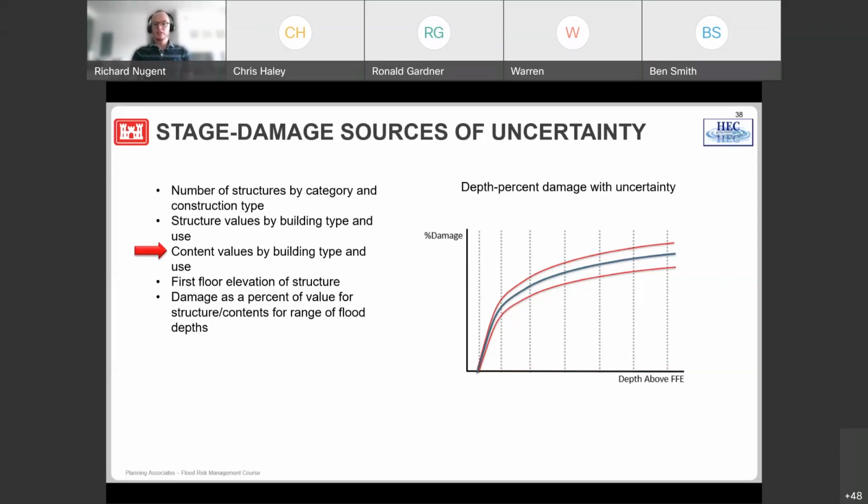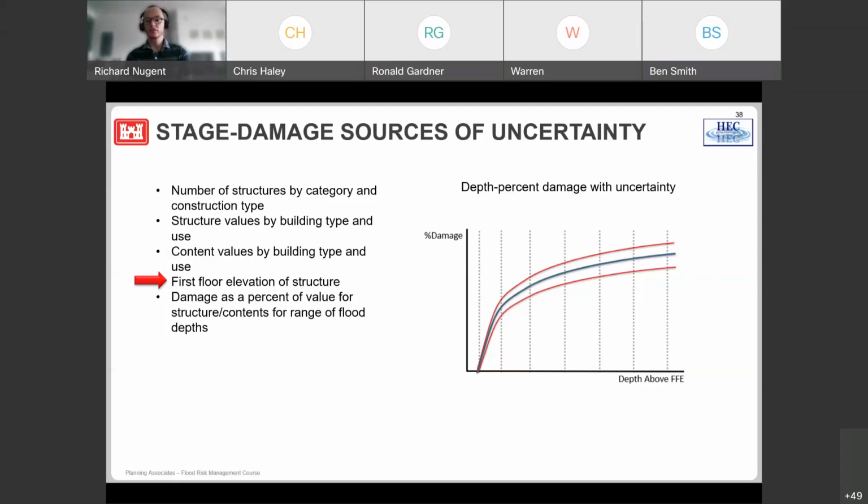Content value by building type and use is typically expressed as uncertainty about a content to structure value ratio. So we often use the content to structure value ratio to estimate the value of the contents within a structure. And that means that the value of the contents in a structure are solely determined by the value of the structure in which they reside. But we do know the value of contents could vary based on income, region, household members, and so forth. So the uncertainty about the content to structure value ratio is meant to capture these items that we haven't included in assessing the contents of a structure.